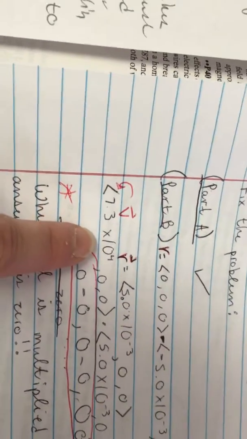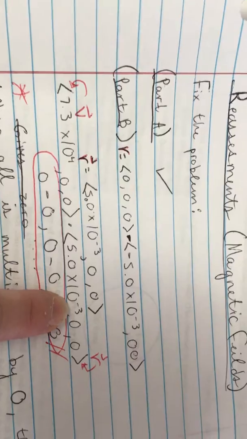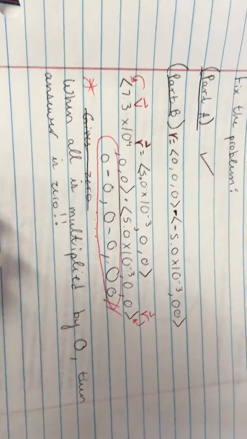I then did the dot product of the velocity times the R. That gave me 0, so when all is multiplied out by 0, then the answer would be 0. So that means the magnetic field at the origin would be 0 due to the electron. To move on, I also completed 2 problems.